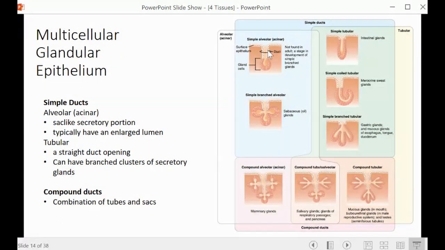And it has just one duct you can see here, okay? And this is the glandular cells down here, okay? And then this is simple branched. It almost looks like a clover, okay? And it has, again, one duct. Okay, so that tells us it's simple, and it can be alveolar, sort of like a ravioli, or it can be simple branched, alveolar.